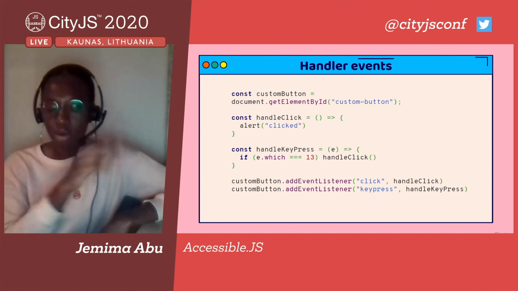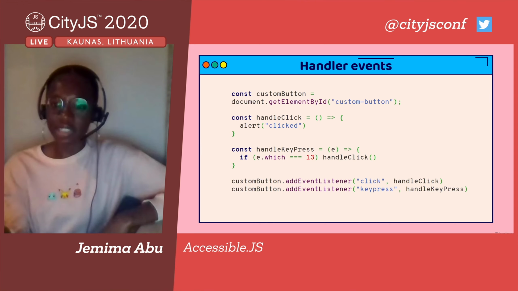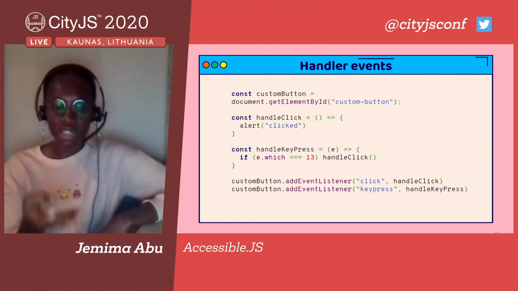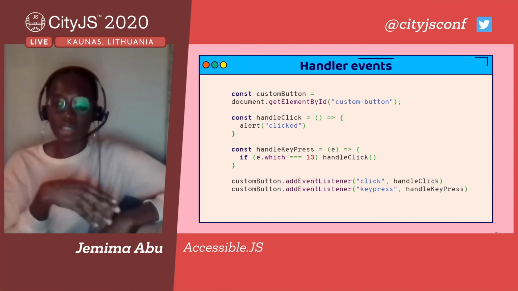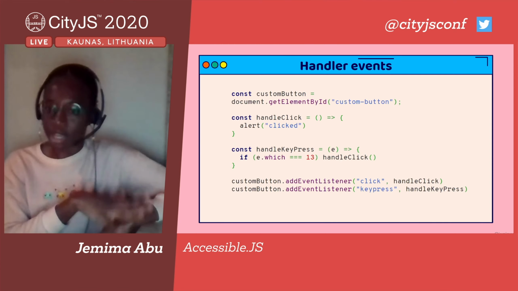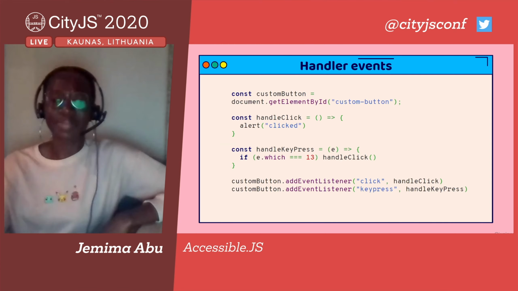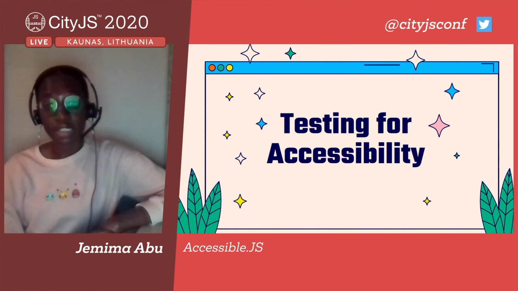You just need to call the function that detects the key that has been pressed, which is basically saying if the enter key is pressed, then I'm just calling the handleClick function. So if they press the enter button, it's going to do the same thing in my handleClick function. So it's actually really easy. And yeah, that is about it for the ways we can write accessible JavaScript.